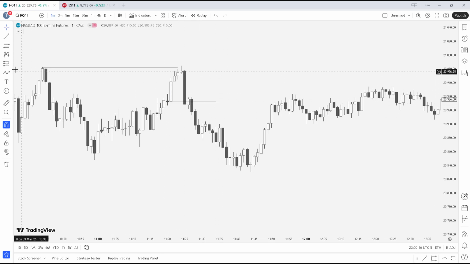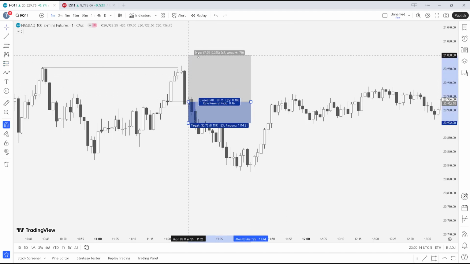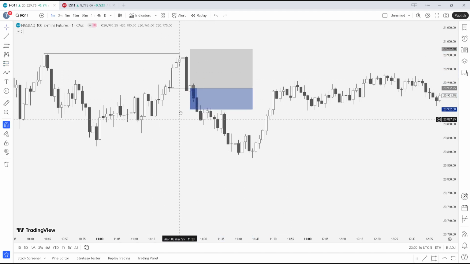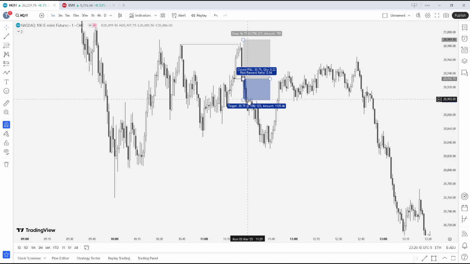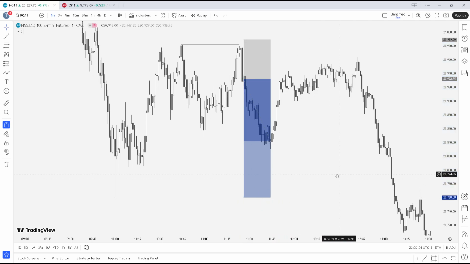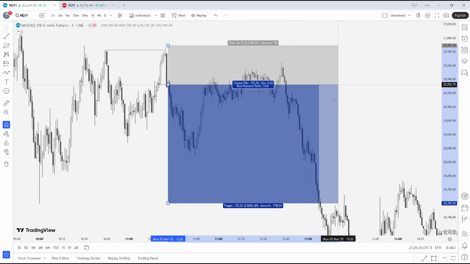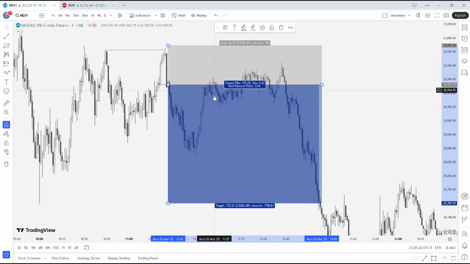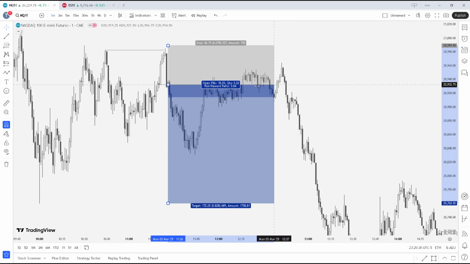And then if we took an entry right here off the breaker, you could put your stop above the swing high. You could target like this liquidity pool. You could target this down here. You could target all the way this down here. And you would have gotten either break even or hit your TP on this.